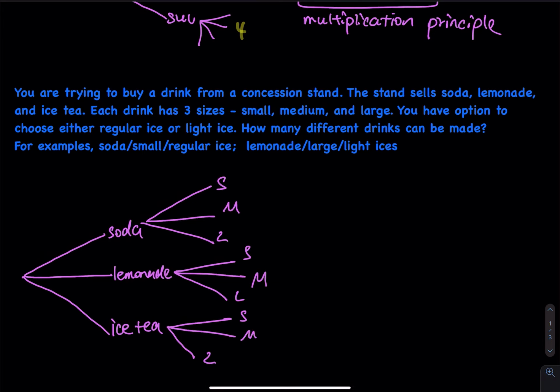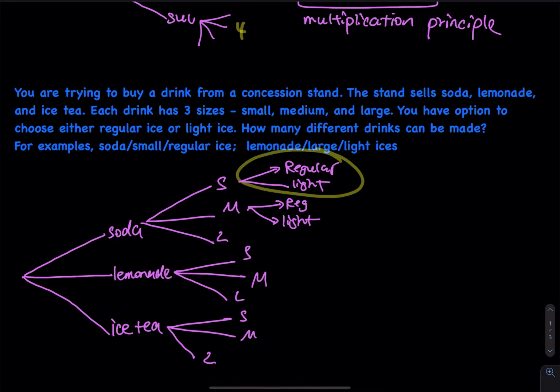And then for each size, it can be either regular or light, like ice. So for each size, I can have either regular or light. So how many copies of this do we have? So let's find out. Let's complete the drawing. So we have 2, 2, 2, and 2. So for each size, there are 2 ice levels, either regular or light.